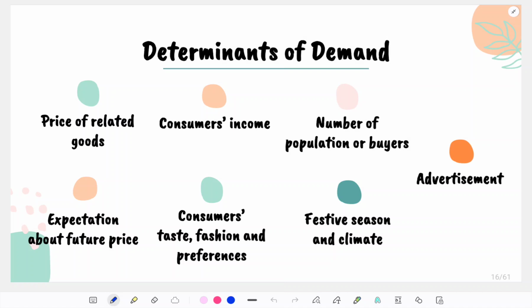So these are the 7 factors that will influence demand: price of related goods, consumers' income, number of population or buyers, expectation about future price, consumers' taste, fashion and preferences, festive seasons, and advertisement. So let's go through them one by one using simple examples so it's easy to understand.